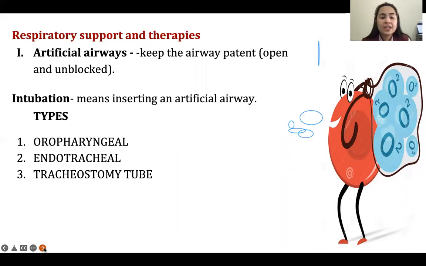Now let's go to the artificial airways. If we're not able to manage with the oxygen devices, if the patient is not able to tolerate them, we will end up with artificial airways. Artificial airways keep the airway patent, open, and unblocked. The process of putting these artificial airways in place is called intubation. We have different types of artificial airways, guys: the oropharyngeal, the endotracheal, and the tracheostomy tube.